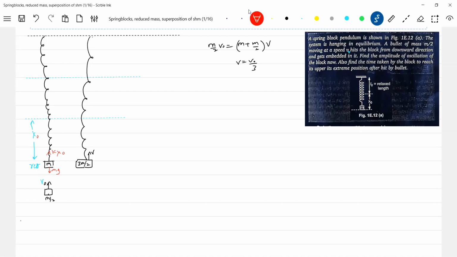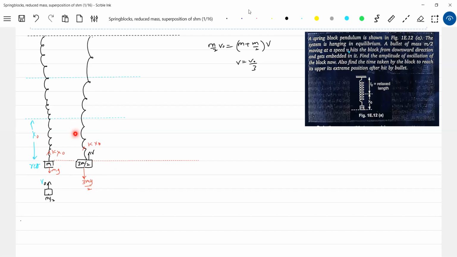Okay, now what is the spring force? Spring force will be acting kx naught only. But how much is the weight? Earlier it was mg, now 3 mg by 2. So what was the mean position? This was the mean position earlier, the initial mean position. Now where will the mean position come? The mean position means where the net force will be 0, no? So earlier kx naught was balancing mg. Now can kx naught balance 3 mg by 2? Not possible, no? So therefore the mean position should shift here.